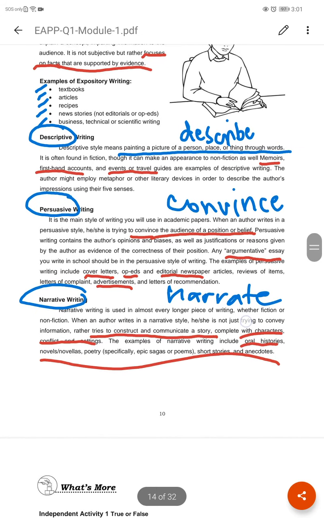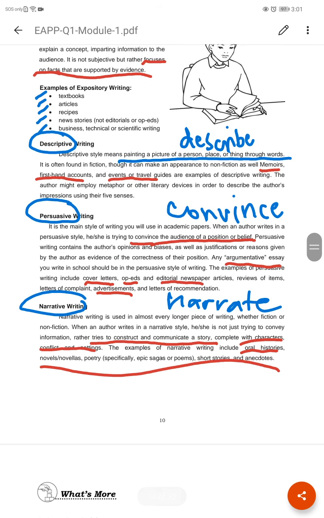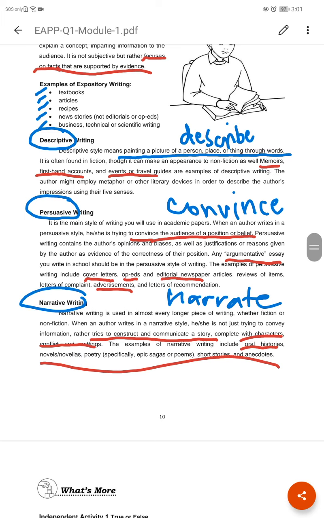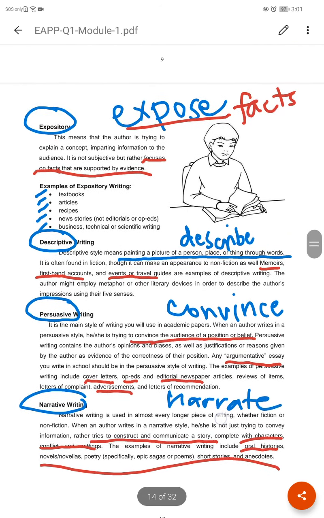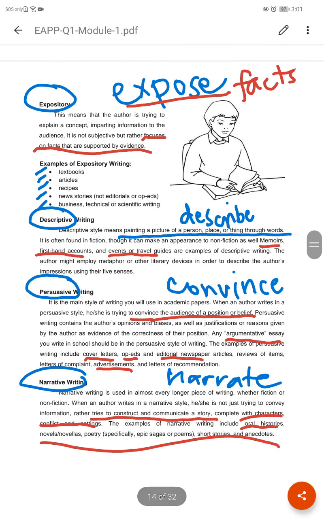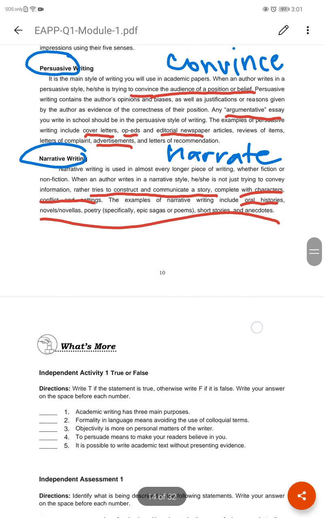And then third, we have persuasive writing, which we use to convince our readers. So here we give our personal opinion, our judgment, our biases, but they are supported by factual information to convince the readers to believe in us. And then finally, we have narrative writing, from the word narrate, meaning we tell a story with characters, with conflict, with settings. Okay? So when you write any academic text, you may choose one of these writing styles to use, or you may combine these writing styles to make your academic text more effective.